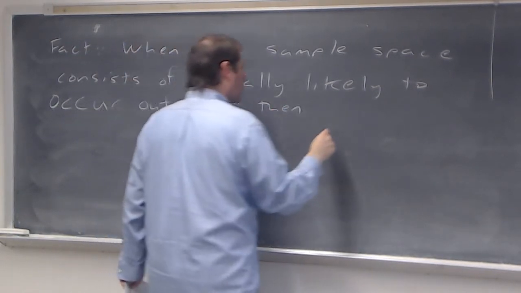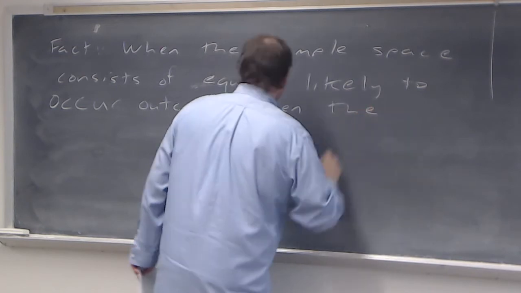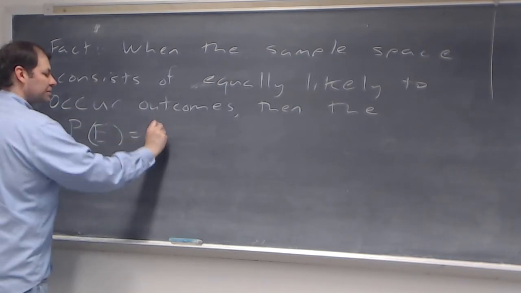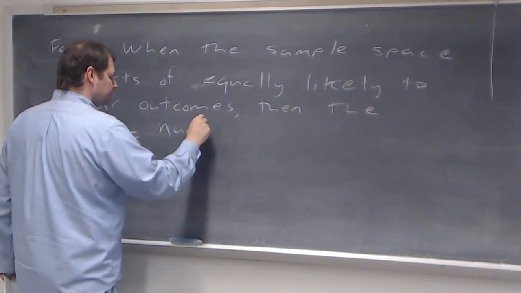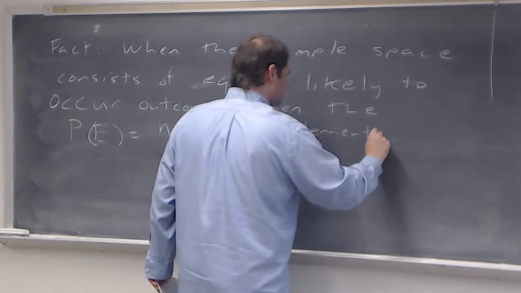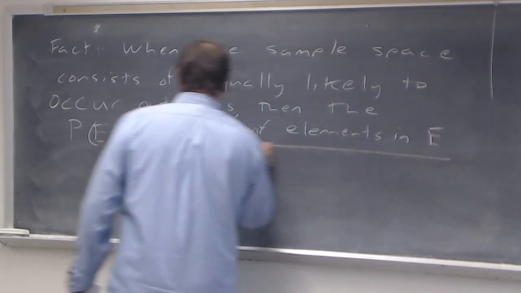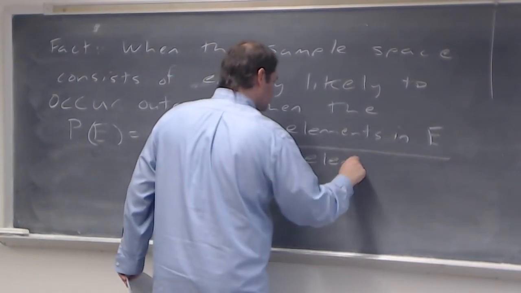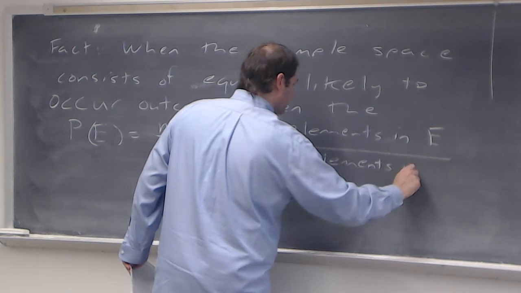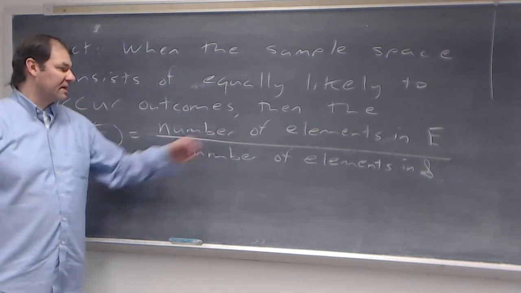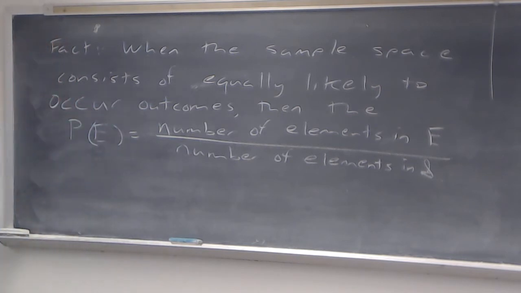then the probability of an event is equal to the number of ways, or the number of elements in the event, over the number of elements in the sample space, script S. So when everything's equally likely to occur, the probability of an event E is the number of ways that E can happen over the number of ways anything can happen.